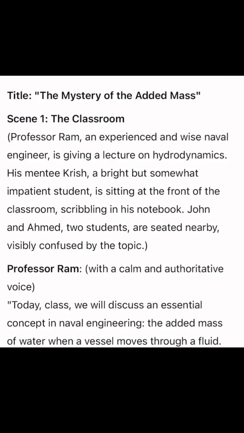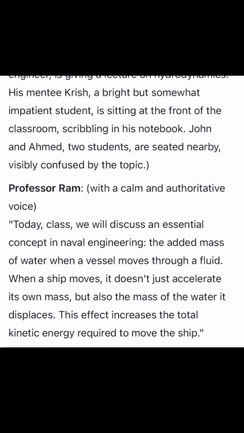Today let's go through one classroom discussion with Professor Ram and his students. The mystery of added mass, that's the subject. Professor Ram is an experienced, wise naval engineer, and he's giving a lecture on hydrodynamics. His mentee, Chris, a bright but somewhat impatient student, is sitting in front of the classroom, scribbling in his notebook. John and two students are seated nearby. Okay, let's go with it.